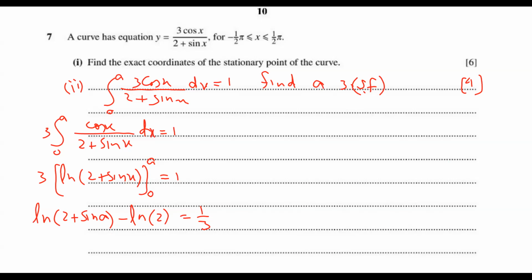Now we need to find a with 3 significant figures, but a is inside the logarithm. First of all, we have to get rid of the logarithm, then get rid of this 2, then get rid of this sine. I have to make a the subject, this is our target. So what is the technique to do? Whenever we have logarithm on one side and no logarithm on the second side, we can produce one. How to produce? Have a look carefully.